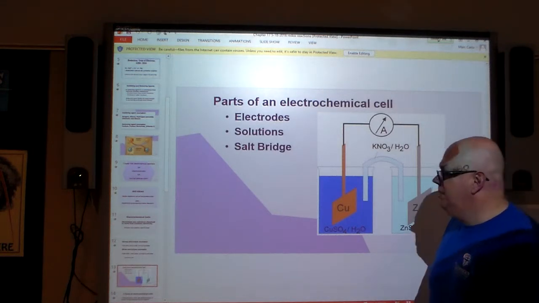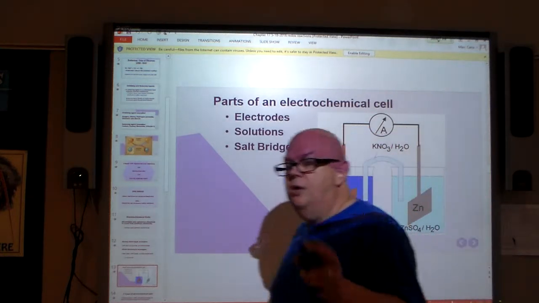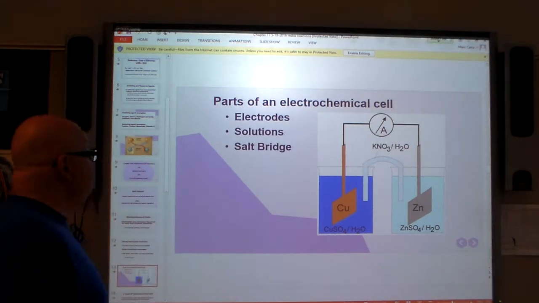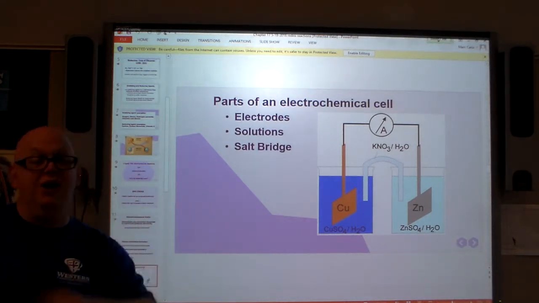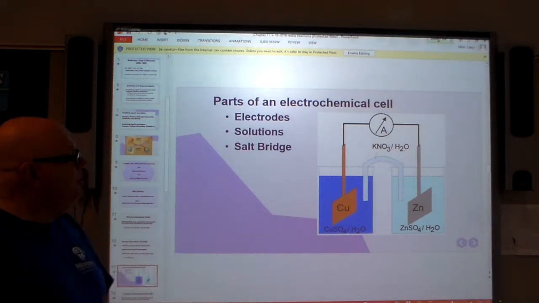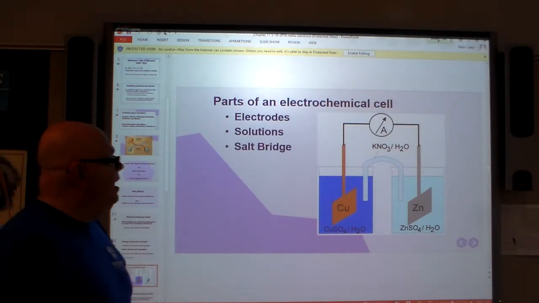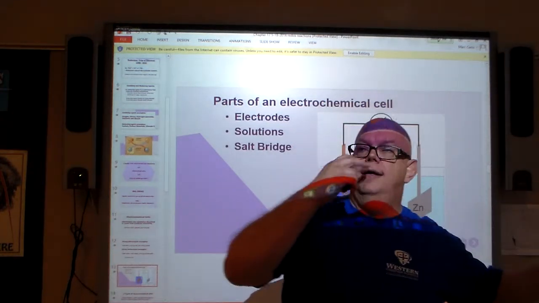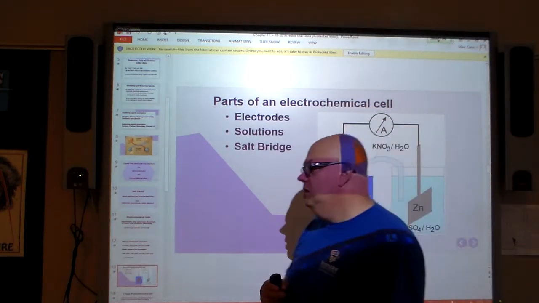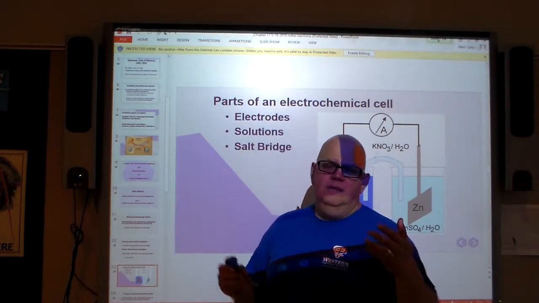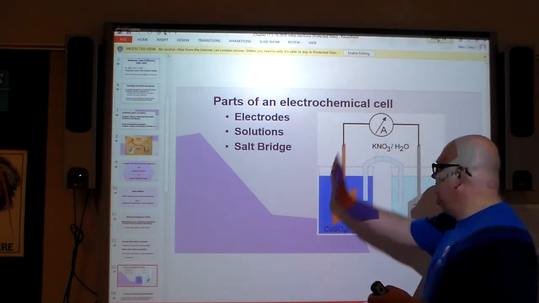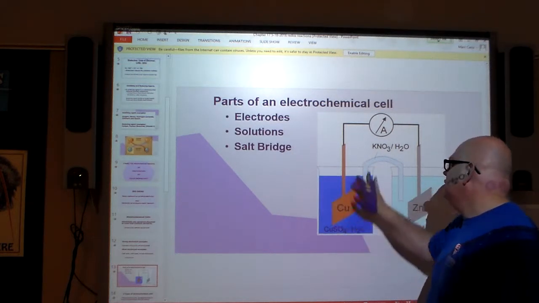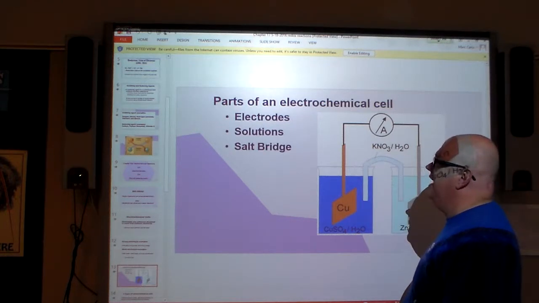So, parts of an electrochemical cell, for those people who are wondering: I am done with the basic idea of oxidation and reduction. But if you're interested in how batteries work, this is a great opportunity. If we look at the parts of a battery, like the batteries in our cell phones and electric devices, it operates on the same idea. There are going to be electrodes, some kind of solution, and a salt bridge.